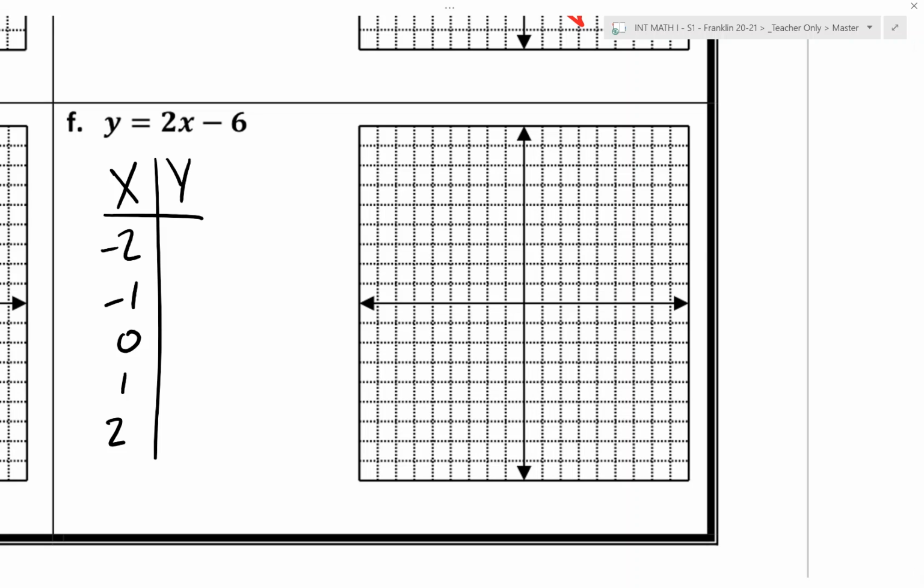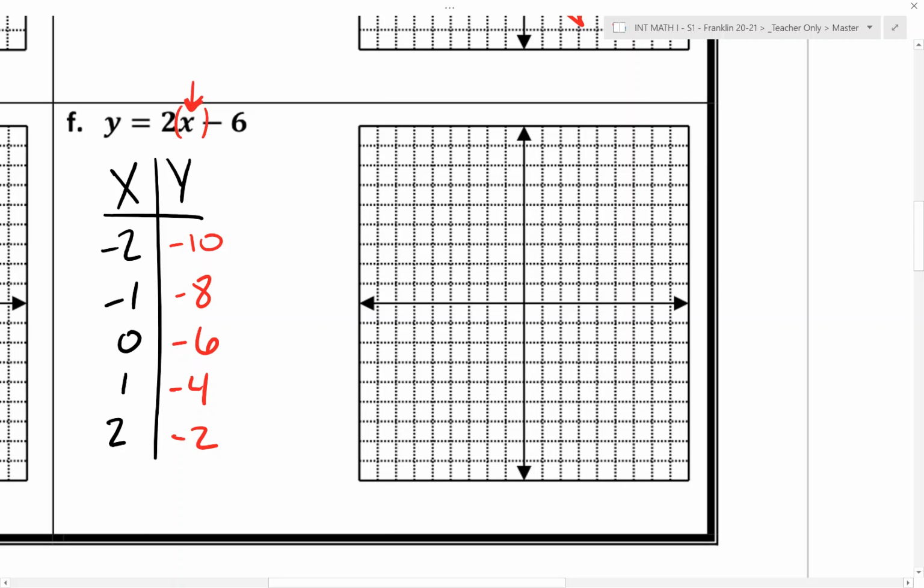So 2x minus 6, we're going to do 2 times -2, that's -4. Minus 6 is -10. 2 times -1 is -2. Minus 6 is -8. 0 minus 6 is -6. 1 times 2 is 2, minus 6 is -4. And 2 times 2 is 4, minus 6 is -2. So again, we're just plugging those values in here for x, multiplying by 2, and then subtracting 6.